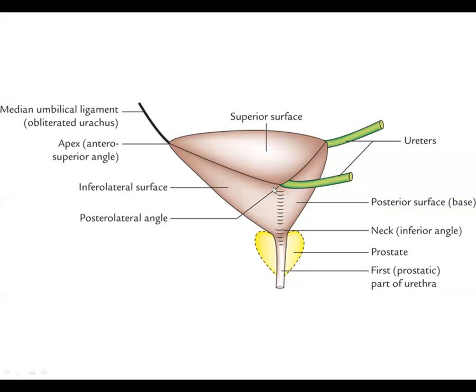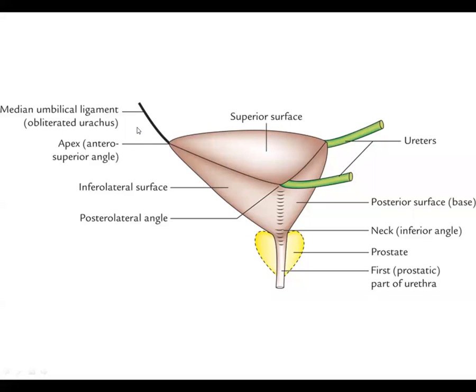Now what is the position? It is situated in the pelvic cavity just behind the pubis symphysis when it is empty, and when it is full it becomes an abdominal organ. This will come just behind the anterior abdominal wall, and the superior surface is covered with the peritoneum. But when it is full and becomes an abdominal organ, the peritoneum again goes higher and the anterior surface will be in direct contact with the anterior abdominal wall.